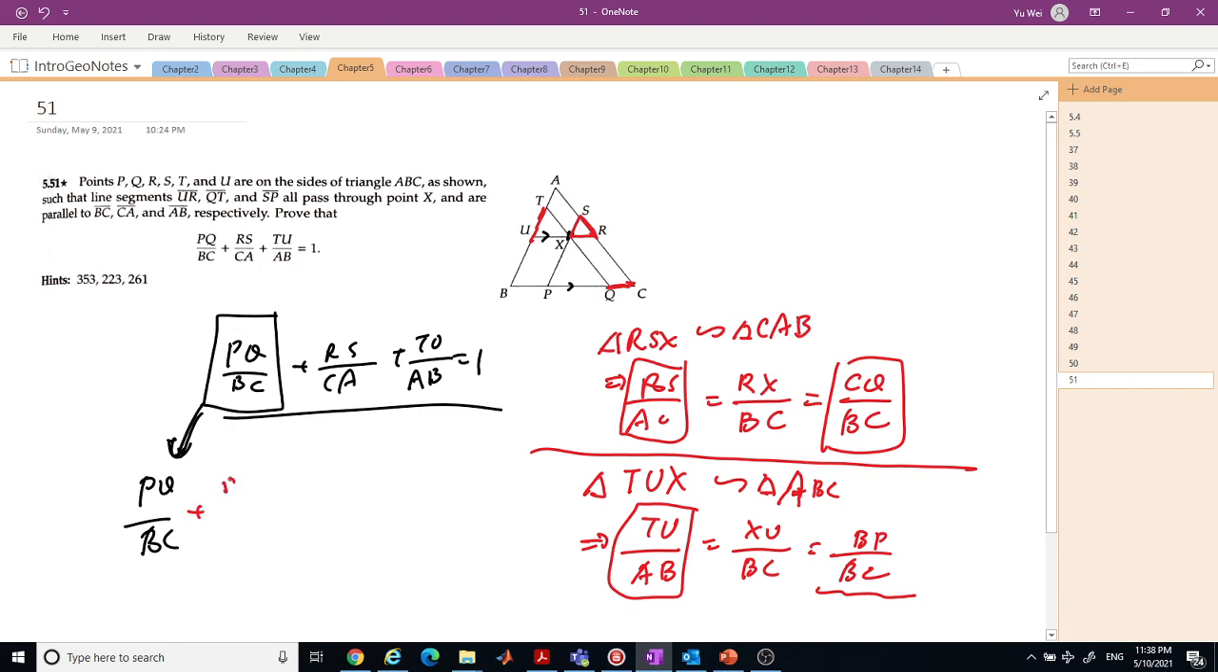Now let's write down CQ over BC plus BP over BC. BP, PQ, and CQ together make BC. So BC over BC is 1.